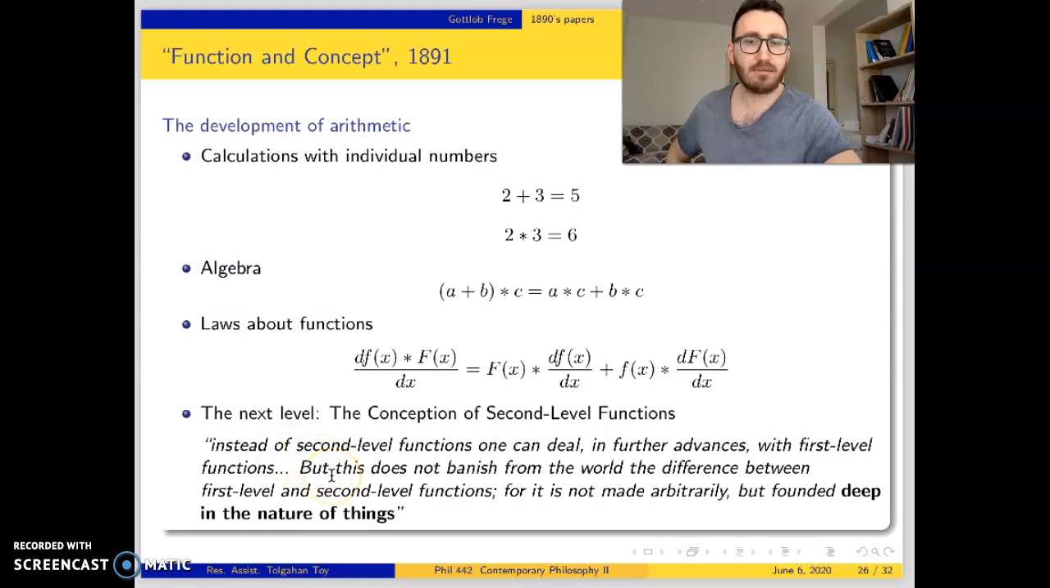But there comes the metaphysical part. But this does not banish from the world the difference between first level and second level functions. For it is not made arbitrarily but founded deep in the nature of things. So the distinction between first level functions and second level functions is real, not our creation, not subjective. It is part of the nature, part of the reality.